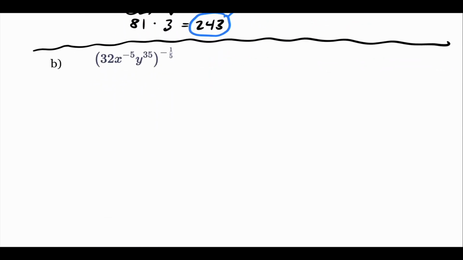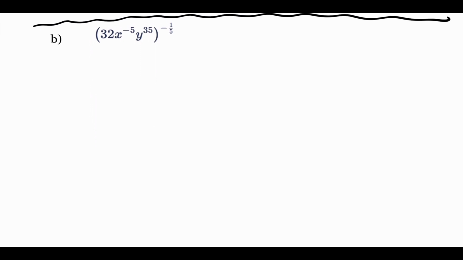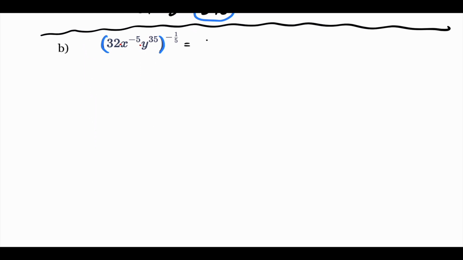Okay? All right, so let's look at letter B. Same thing, simplify, right? So I have parentheses again. I have 3 things on the inside. I have 32, x to the negative 5, y to the 35 power. Each of those guys is going to get a power of negative 1/5, sorry. So 32 gets a negative 1/5. X to the negative 5 gets a negative 1/5. Y to the 35 gets a negative 1/5.